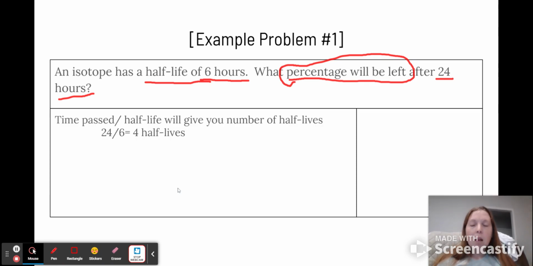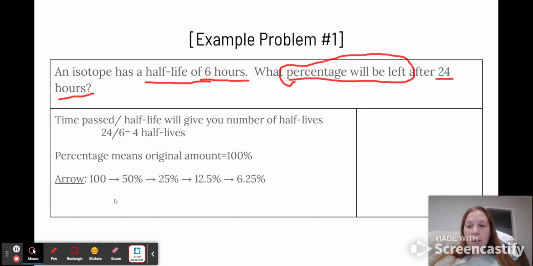So remember, we have to find that exponent first, so that n, and that is time passed over your half-life. So if our time passed was 24 hours and our half-life is 6 hours, we're going to do 24 divided by 6. So we've gone through 4 half-lives. That's not many, and it's a whole number, so we can use the arrow method. Remember that percentage here that we circled means that our original amount is 100.